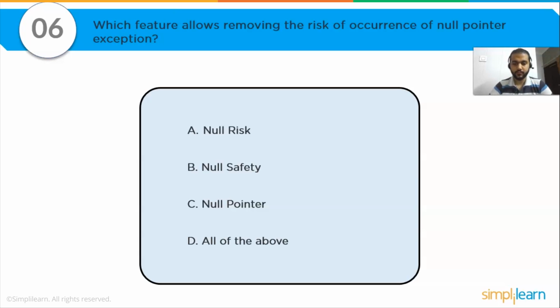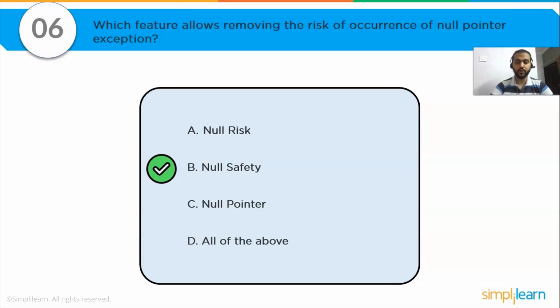And now the correct option of this question is B, null safety. Null safety allows us to remove the risk of occurrence of null pointer exception. It is a very essential feature of Kotlin language.